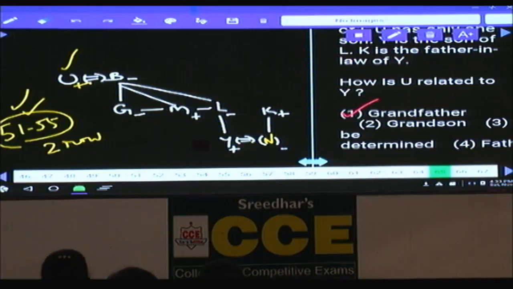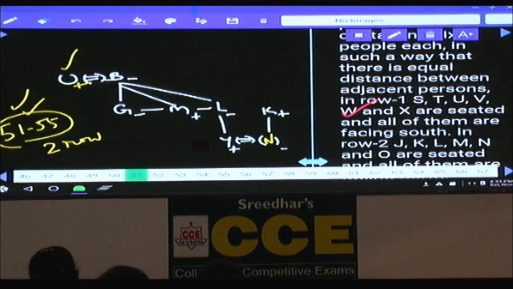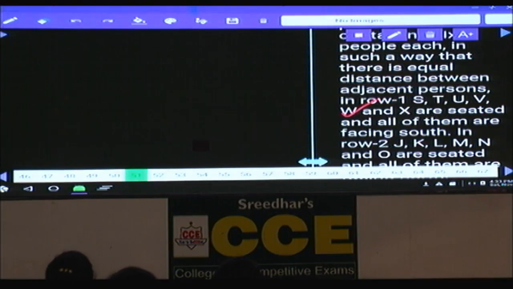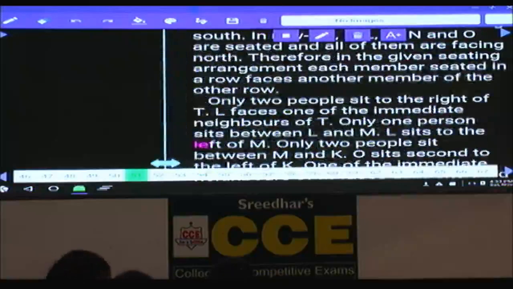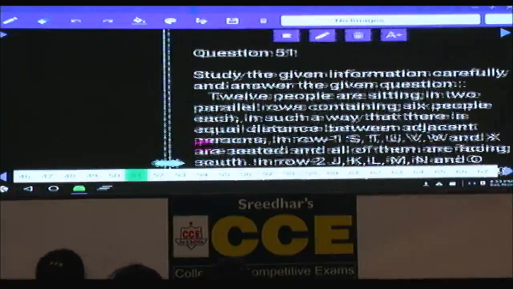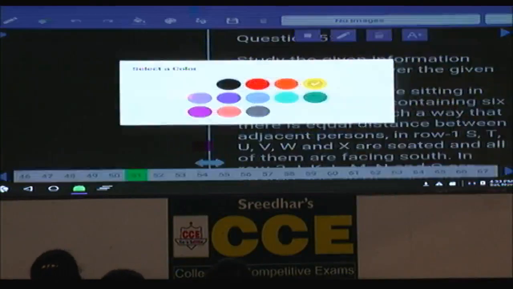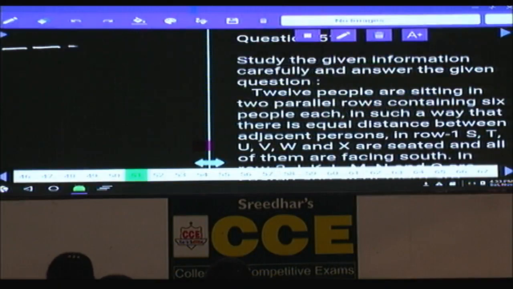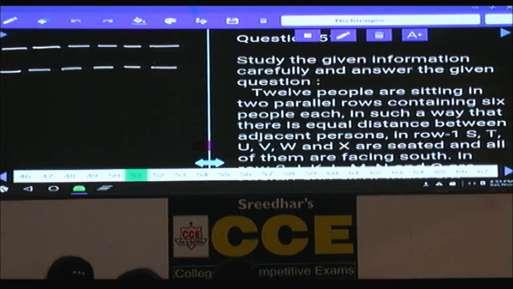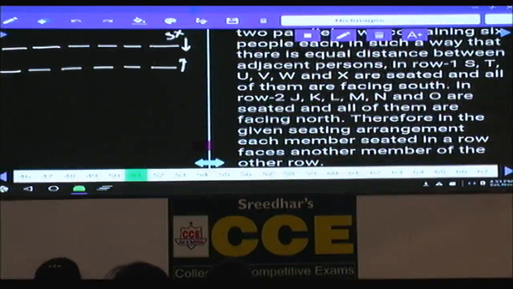Done? Then coming to 51 to 55, let us start with this. Now in this 51 to 55, there are 12 people. 12 people are seated in how many rows? 2 parallel rows. 12 people in 2 parallel rows, 6 persons each, 1, 2, 3, 4, 5, 6. And in such a way that in row 1, S, T, U, V, W and X are all facing south. And in row 2, who are the persons? J, K, L, M, N, O are the persons who are in row 2.